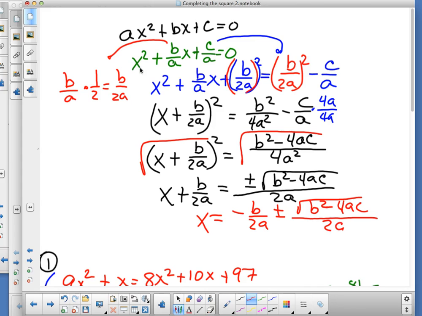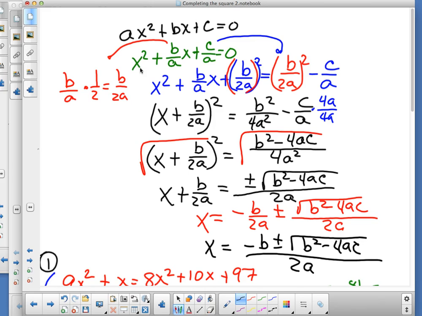Now I can combine these things together. It should be something that's very familiar. It's the quadratic formula. And that's not only how completing the square works in a general format, but it's also how we derive the quadratic formula from ax squared plus bx plus c by solving for x using completing the square methods.